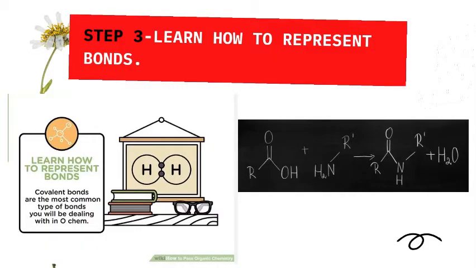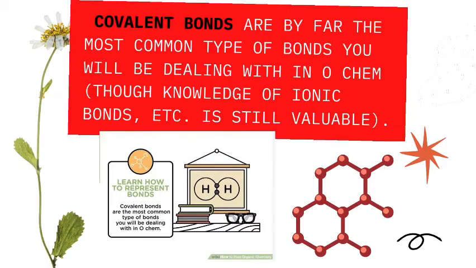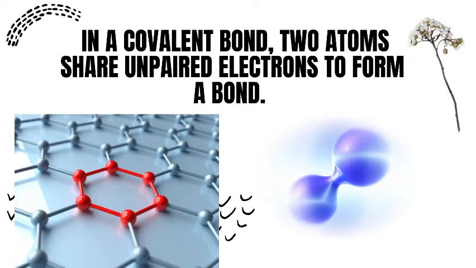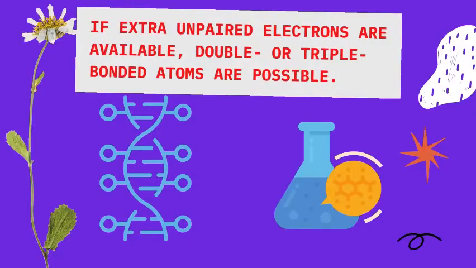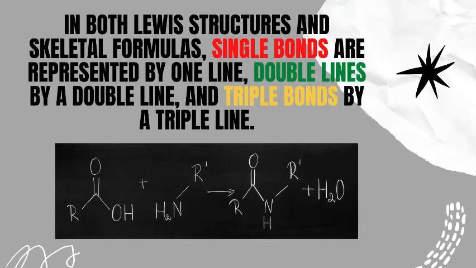Step 3: Learn how to represent bonds. Covalent bonds are by far the most common type of bonds you will be dealing with in OChem, though knowledge of ionic bonds, etc., is still valuable. In a covalent bond, two atoms share unpaired electrons to form a bond. If extra unpaired electrons are available, double or triple bonded atoms are possible. In both Lewis structures and skeletal formulas, single bonds are represented by one line, double bonds by a double line, and triple bonds by a triple line.